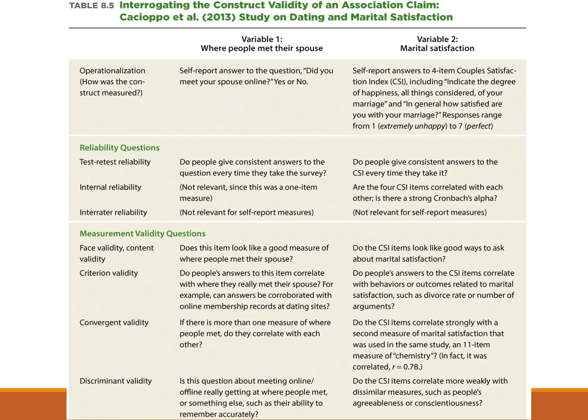As far as criterion validity, do people's answers to the marital question correlate with where they met their spouse? For example, can the answers be corroborated with online membership records or dating sites?